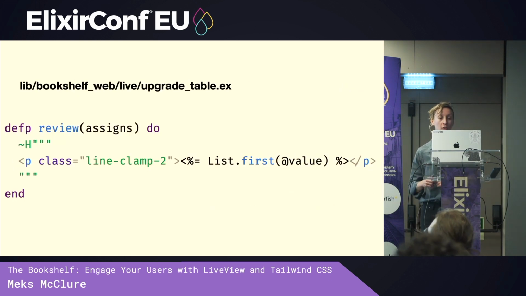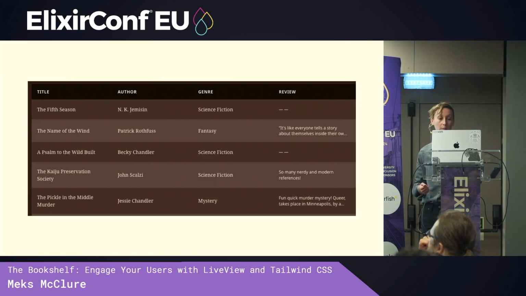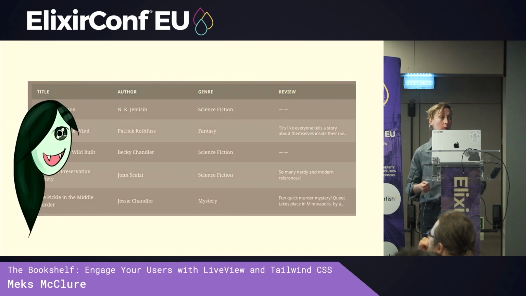So she updates her function component used to display the review and takes out the existing classes and replaces it with line-clamp-2. Wow, that was easy. Tailwind, you are just full of little gems and surprises, aren't you?